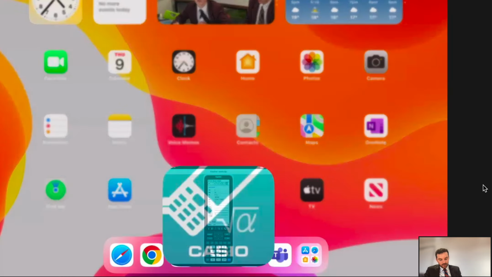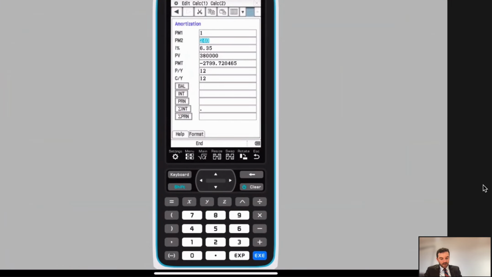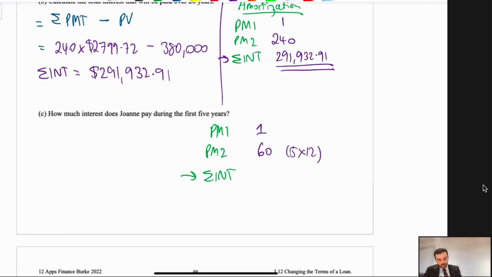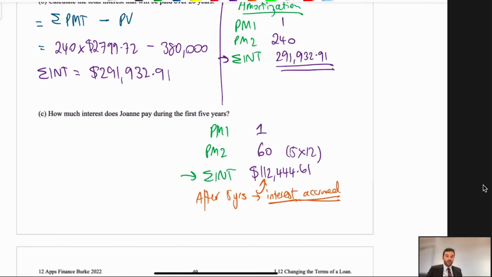So let's go back, let's do that. And you can see here, it's just so nice to use this app. Sum of interest, 112,444.61. Okay, and that's our amount of interest we pay there. So what this is saying is after 5 years, this is how much interest has accrued on your account. It's a fair bit, isn't it?